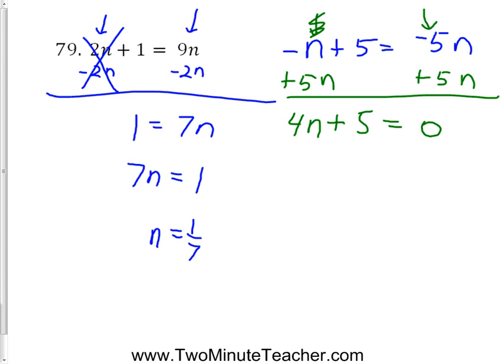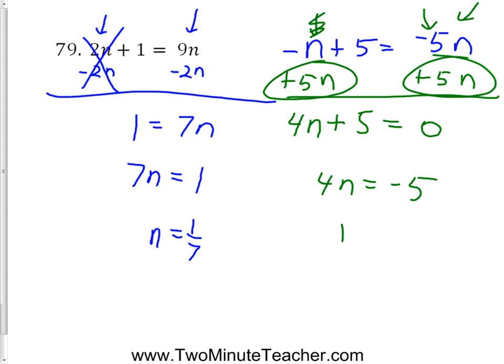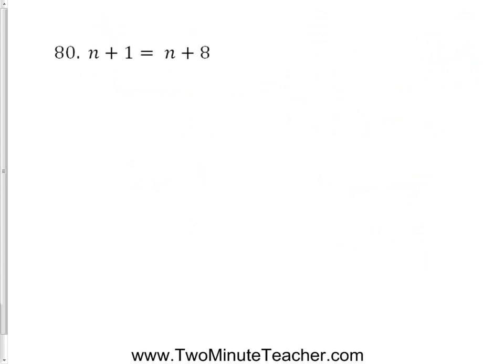Okay, so I still did what I told you, which was I got rid of the smaller of the two variables on both sides. I got rid of this one, okay, by adding or subtracting that to both sides. Now I'm going to subtract 5 from both sides, and I got 4n equals negative 5, and then I'd have n is equal to negative 5 fourths. I'm going to divide by 4 at the end. All right, variables on both sides. That's a big one. Let's move on, number 80.